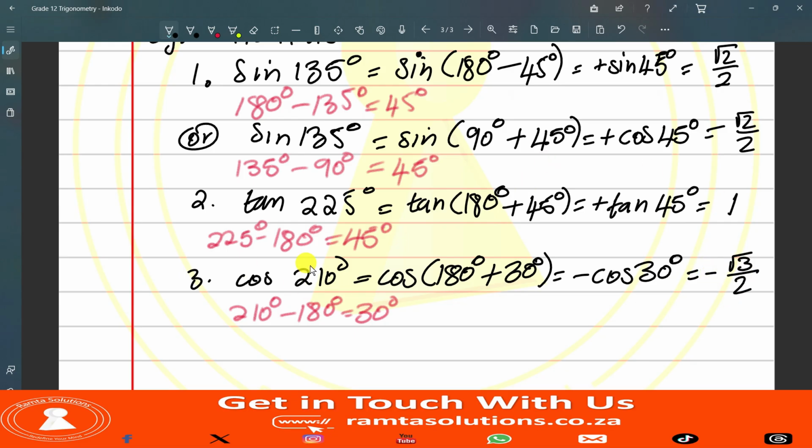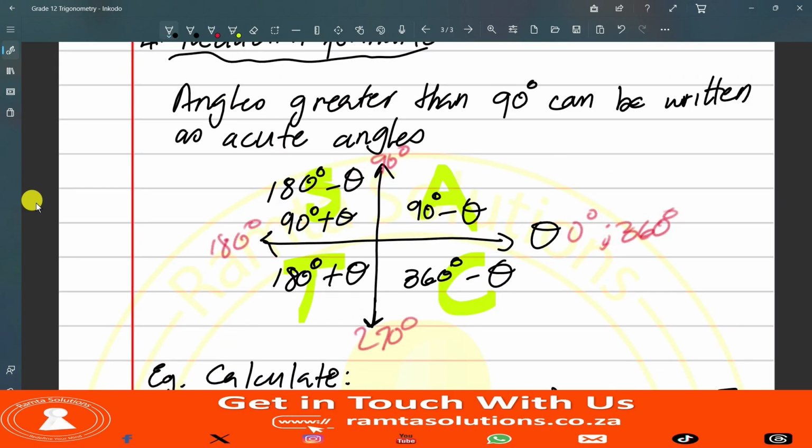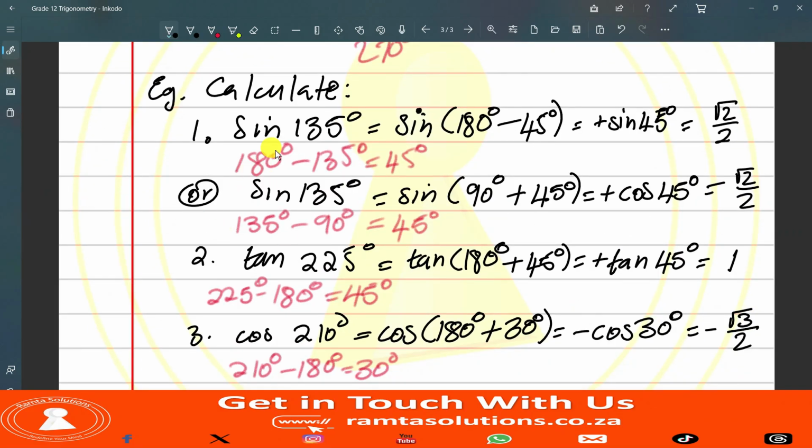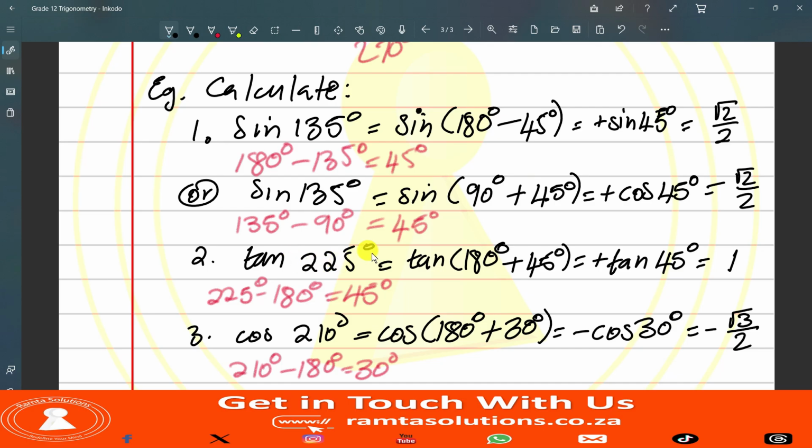So this is your reduction formula. But now, I said with the reduction formula, angles greater than 90 degrees can be written as acute angles. Let's see. You initially had sine 135. It is now written as positive sine 45 degrees. Right? You then had tan 225 degrees. It is now written as positive tan 45 degrees. In the same way, cos 210 degrees is now written as negative cos 30 degrees. I hope you guys see it now. Happy? Great stuff. Let's go, guys.